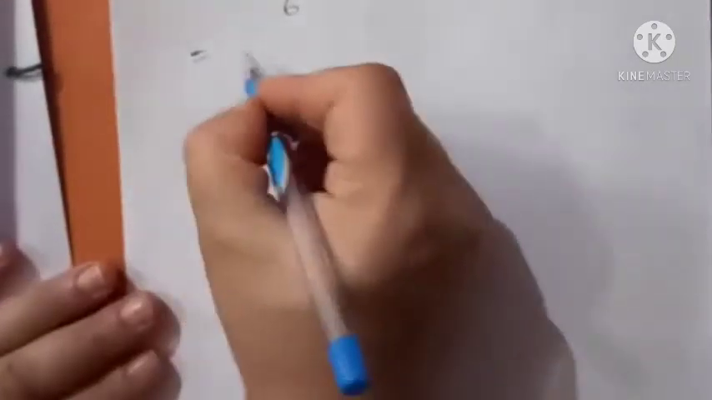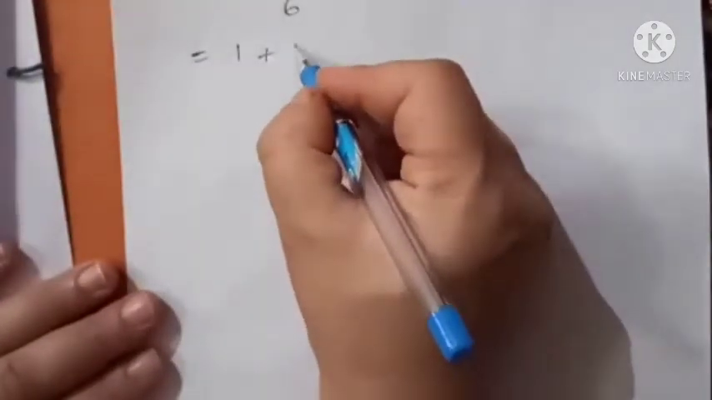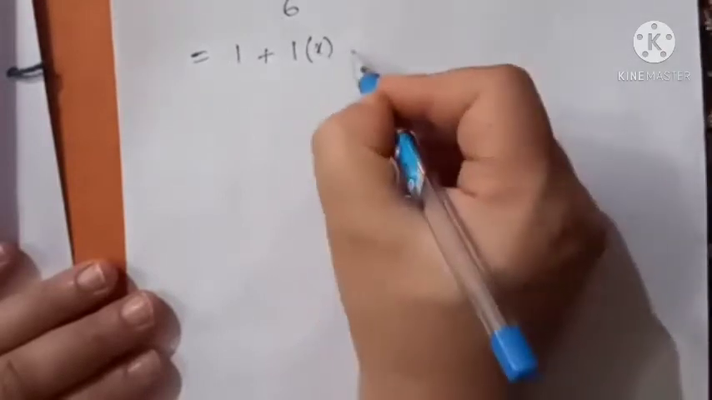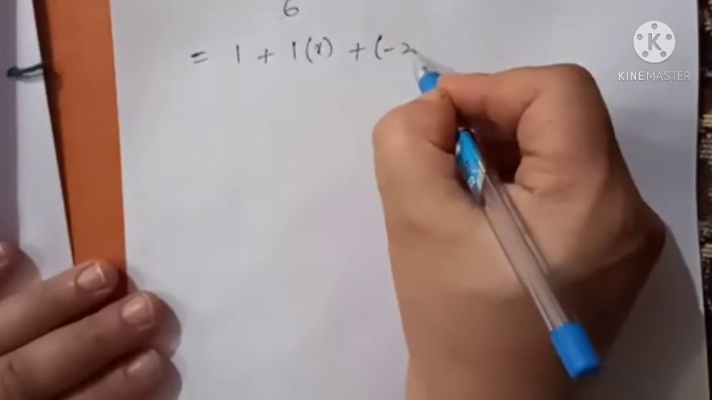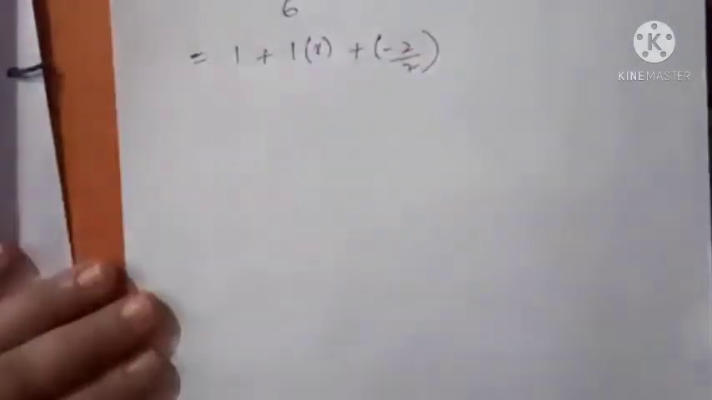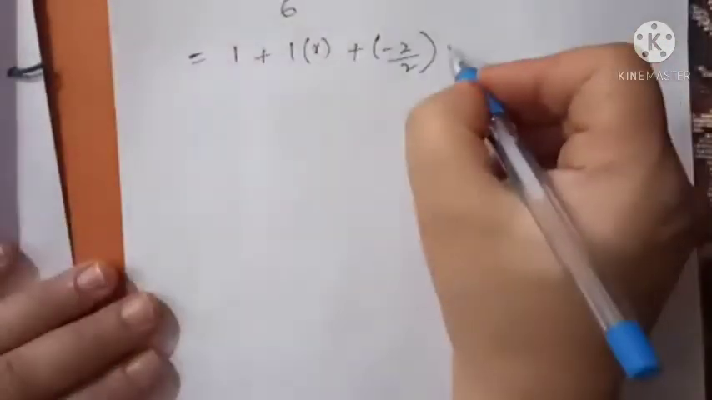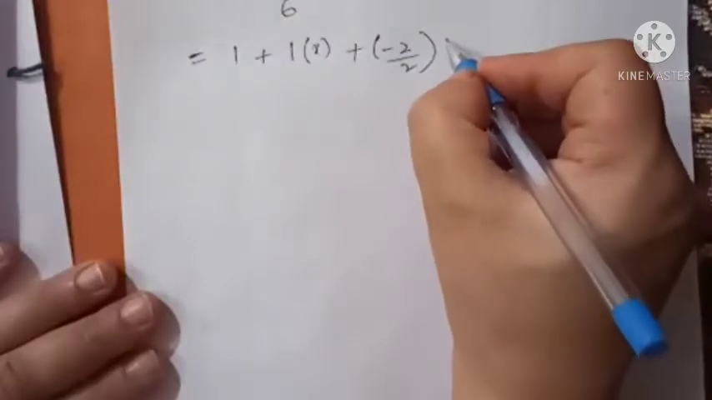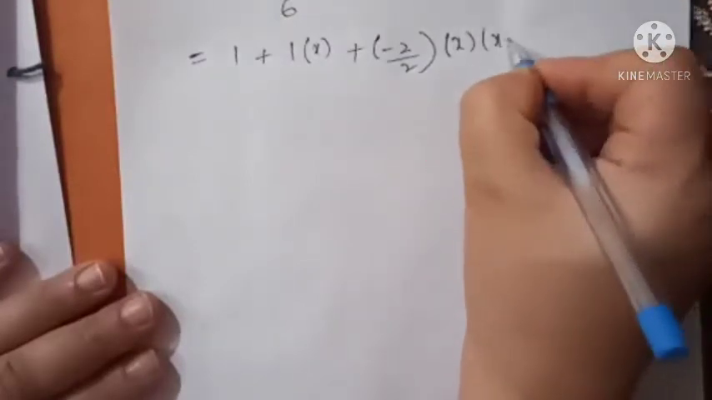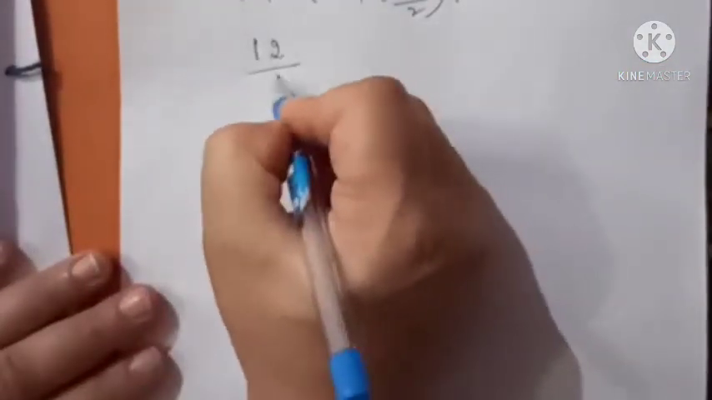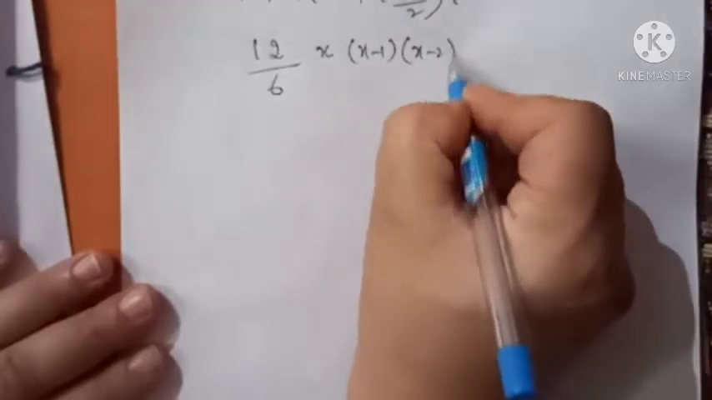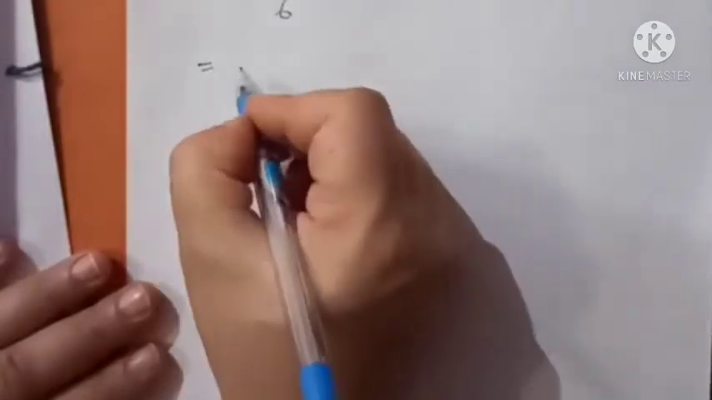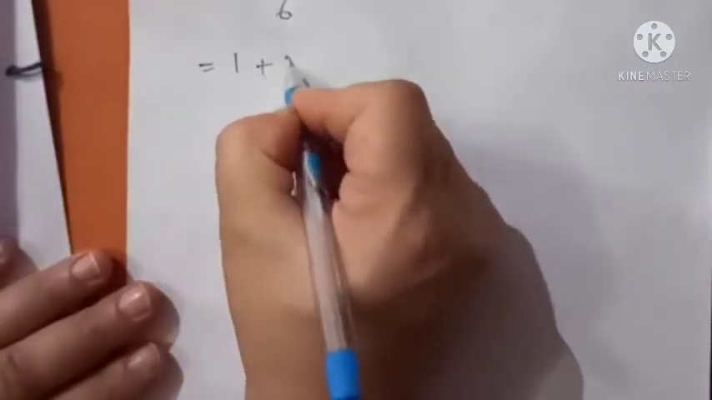What is our y1? 1, plus. What is delta y1? 1. What is our u? x, plus. What is delta square y1? That is minus 2 divided by 2. What is our u? That is x into x minus 1, plus. What is delta cube y1? That is 12 divided by 6, into x, x minus 1, x minus 2, which is equal to 1 plus x.